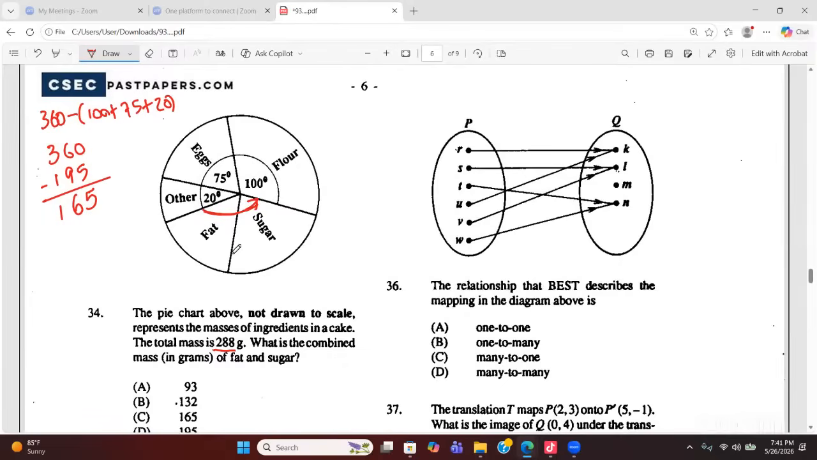So what you're going to have to do now is to find 165 degrees out of the total, and then multiply by the 288, because it's the 288 you're working with; they did say everything is 288. So these are the same type of questions coming back, only that the numbers are not what you're used to, which is good for your practicing.